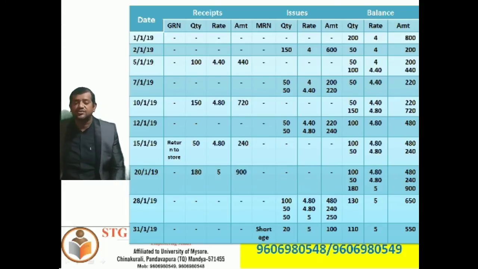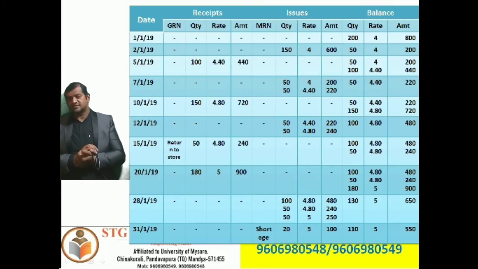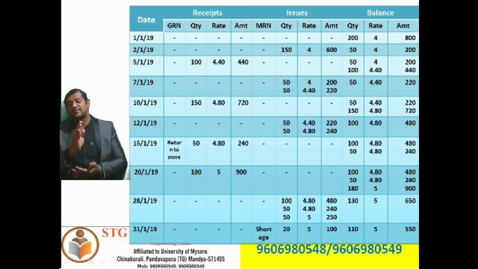So on 31/1/2019 there is a shortage. Shortage of how many units? 20 units. Clear? So 20 into 5, 100 rupees. So that we have issued, because whenever there is a shortage, we are supposed to issue. Out of 130, we have issued 20 units of rupees 5 each. So 100 rupees. So the balance 130 minus 20, 110. 110 units of rupees 5, 550 rupees.